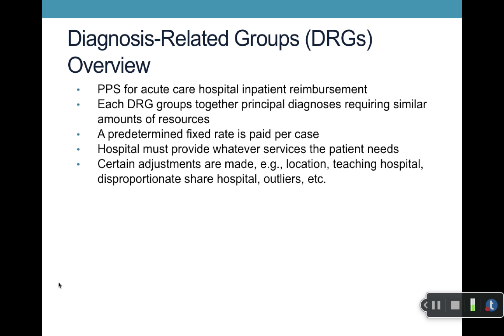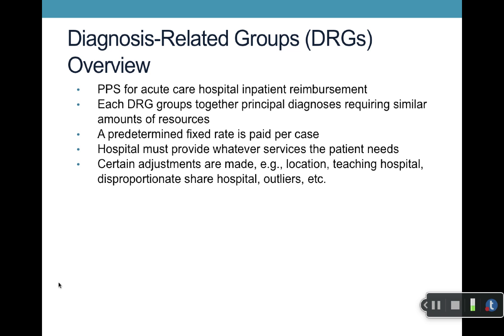And so, statistically speaking, for every patient who comes in who requires a hip replacement, there is a set of things that have to happen, a certain amount of resources that are required in order for that person to successfully have a hip replacement. There is a predetermined fixed rate that is paid per case, and then the hospital must provide whatever the patient needs. So if there are post-operative complications, if there's post-operative infection, if there are any errors that take place, that is the responsibility of the hospital, because they have already been paid and will be paid on the basis of their diagnosis-related group. Now, adjustments can be made.